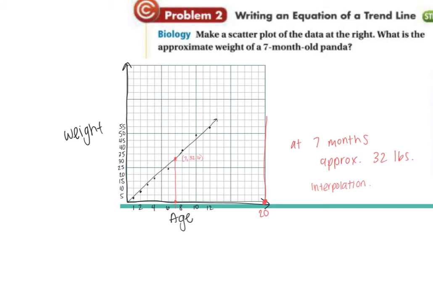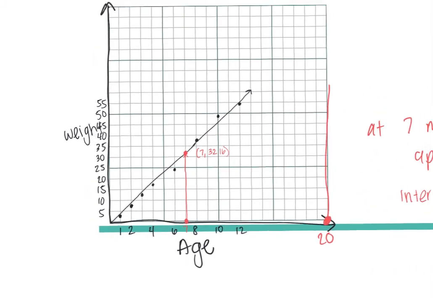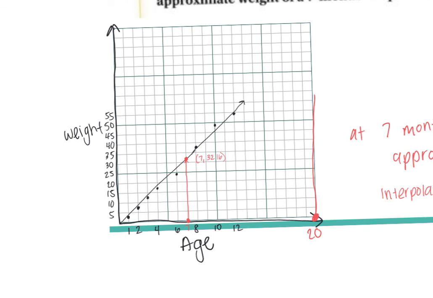Okay, so go back one slide. This line that we drew between all these points, that is called our line of best fit, okay? It's the one that is closest to all of the points, and it helps us predict stuff, okay?